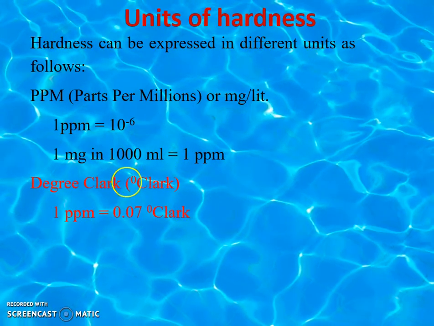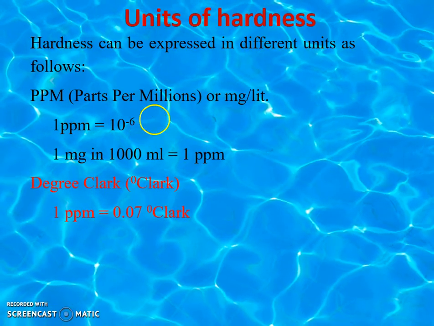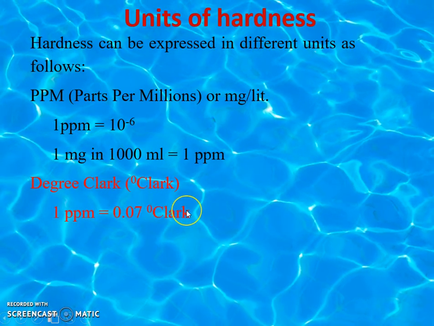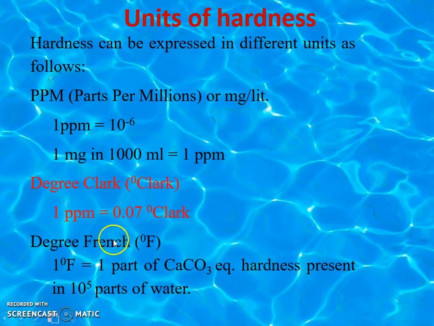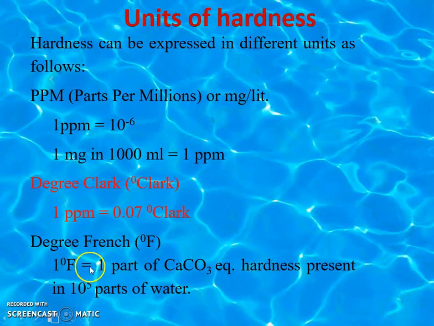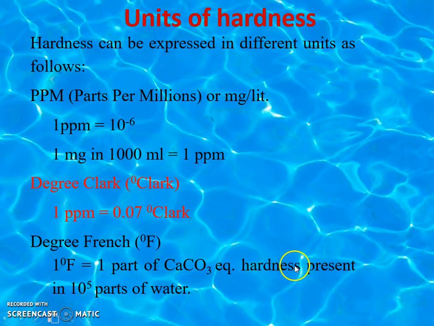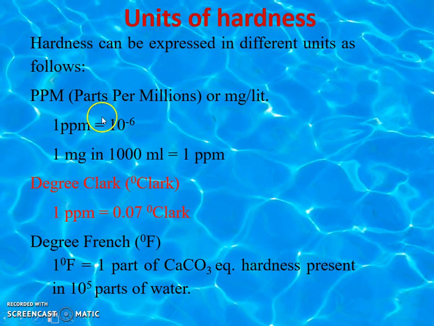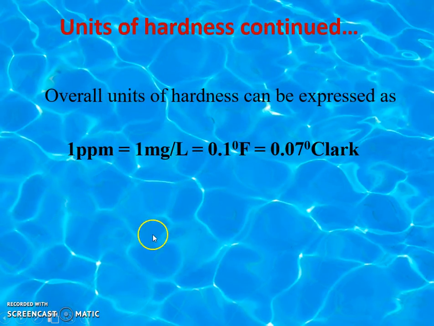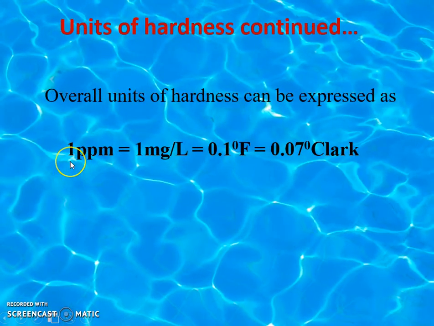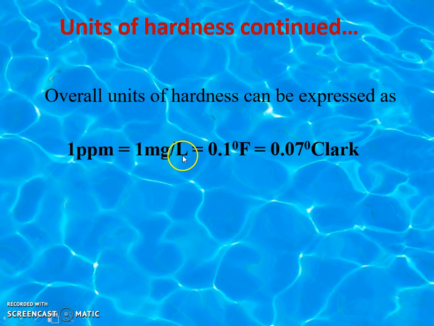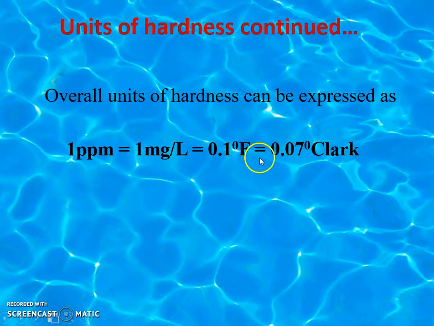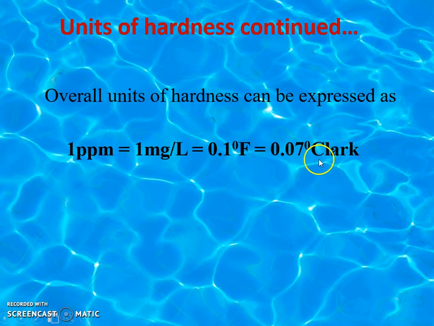Degree Clarke, this is the second unit. Degree Clarke is actually a conversion factor: 1 ppm is equal to 0.07 degree Clarke. And the third one is degree French: 1 degree French is equal to 1 part of calcium carbonate equivalent hardness present in 10 raised to 5 parts of water. Here it is 10 raised to 6. Now overall, you can express that 1 ppm is equal to 1 mg per liter, which is equal to 0.1 degree French, which is equal to 0.07 degree Clarke.